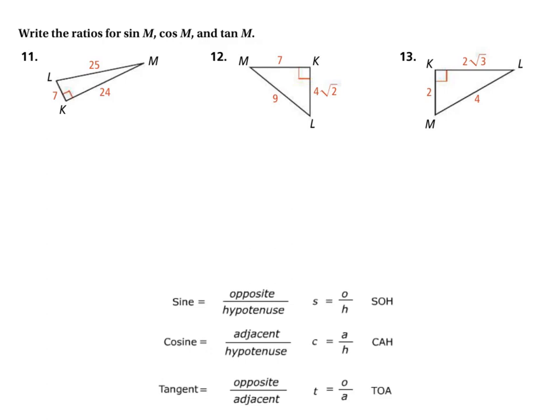Okay, so here's problems 11, 12, and 13, and I just put down here on the bottom the SOHCAHTOA sine, cosine, tangent relationships for the opposite sides. Sine is opposite over hypotenuse, cosine is adjacent over hypotenuse, and tangent is opposite over adjacent. So for this first problem, number 11, they're looking for the sine, cosine, and tangent of m. So what is m? There it is.